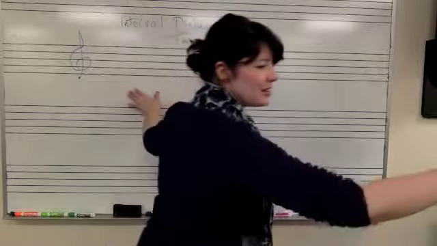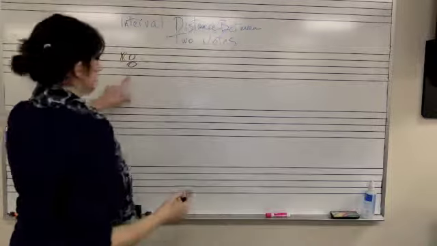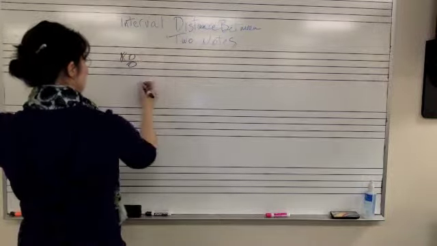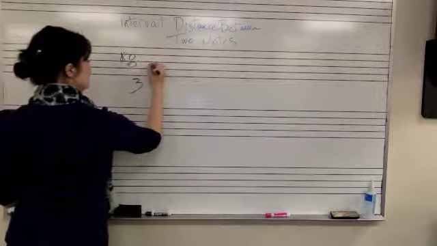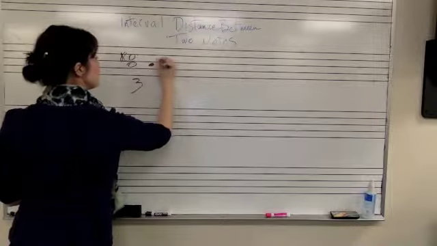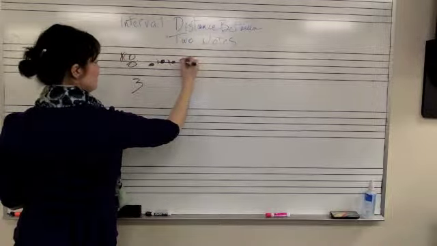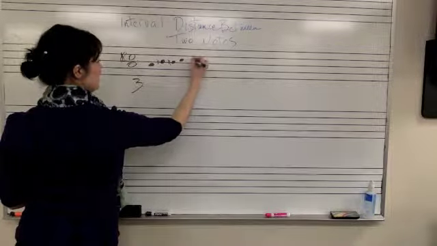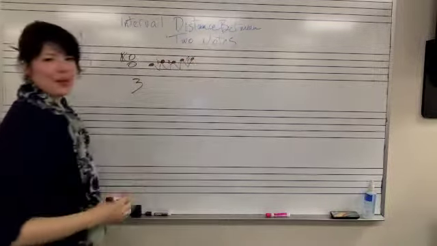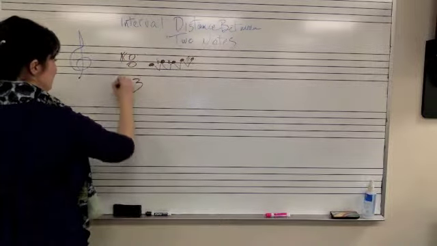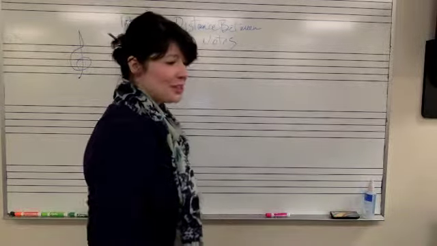So our first example is number 1. We have an A to a C sharp. All right. So we count our intervals. We have A, B, C. So we know it's going to be a third of some kind. And then we just count the half steps. So we've got A to B flat, to B natural, B natural to C, and then C to C sharp. All right, so we've got 1, 2, 3, 4 half steps. Which means that it's going to be a major third, because a minor third has 3 half steps. And that's all you're doing for that.